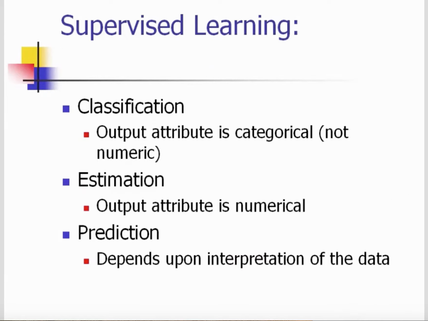So supervised learning could be used for classification, just like the patient diagnosis example before. We can use it to do estimation, where the output attribute is numerical, like the company's revenue, and we can also use it to do prediction. It depends upon the interaction of the data.